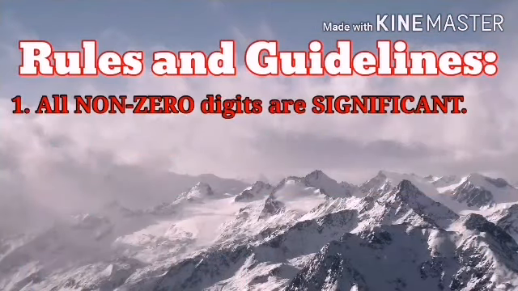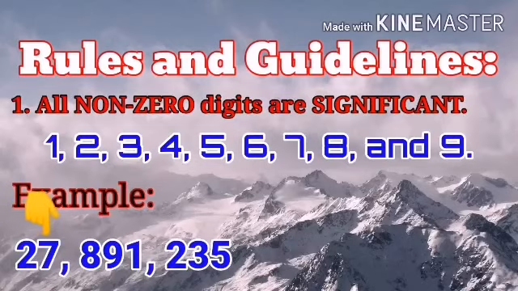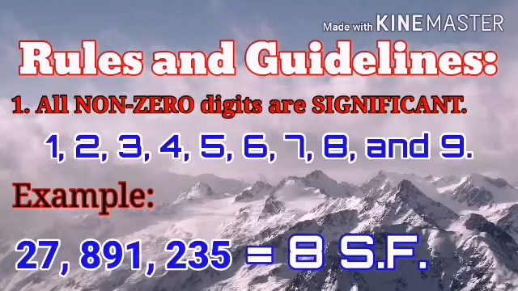All non-zero digits are significant. Ibig sabihin, numbers from 1 to 9, dahil hindi sila mga 0, sila lahat ay significant. For example, we have 27,891,235. Since wala kayong nakikitang 0 sa digits na to, lahat sila ay non-zero, therefore, they are all significant. How many are there? Sige, let's count. We have 1, 2, 3, 4, 5, 6, 7, and 8. Therefore, we have 8 significant figures. Malinaw naman siguro ang rule number 1. Basta hindi 0 ang digit, considered silang lahat na significant.